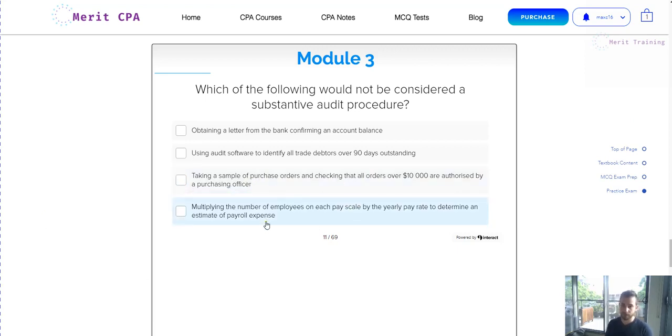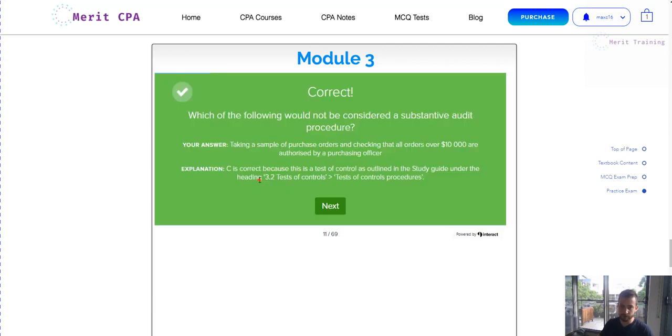And then finally, D, multiplying the number of employees on each pay scale by the yearly pay rate to determine an estimate of payroll expense. Well, that would be a substantive analytical procedure, right? It's looking at the drivers to estimate a closing balance, which is the payroll expense for the year. So test of detail, analytical procedure, substantive test, substantive analytical procedure. This is a test of control, therefore that's the correct answer, or the incorrect one, but that's what we're looking for.